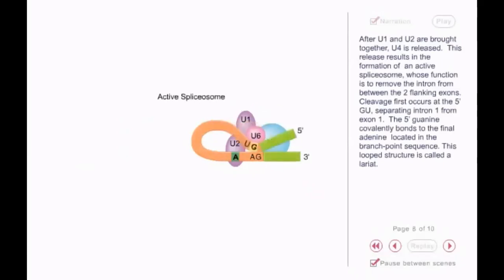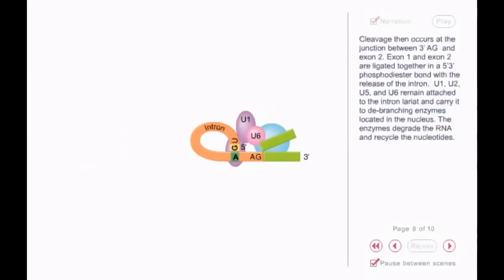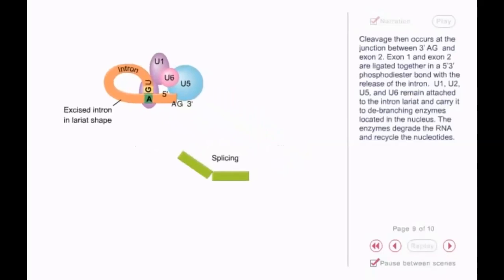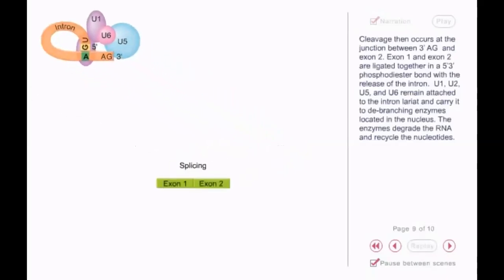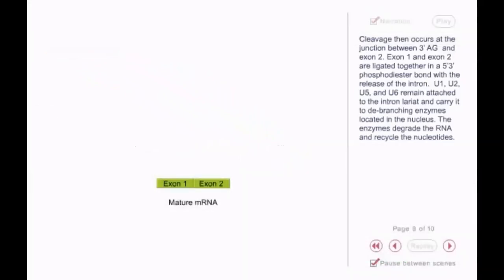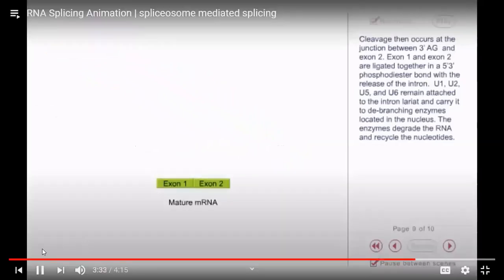Cleavage first occurs at the 5' GU, separating intron 1 from exon 1. The 5' guanine covalently bonds to the final adenine, located in the branch point sequence. This looped structure is called a lariat. Cleavage then occurs at the junction between 3' AG and exon 2. Exon 1 and exon 2 are ligated together in a 5' 3' phosphodiester bond with the release of the intron.